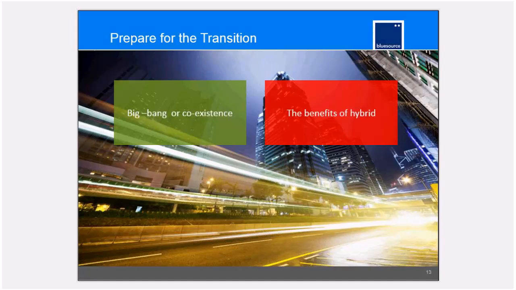You move to the cloud, you're on it for a period of time, you find that it isn't giving you the benefits that you expected. Because you are in a hybrid mode, it's an easy job to move mailboxes back onto your on-premises environment and decommission the cloud. So the benefits of hybrid should not be overlooked.